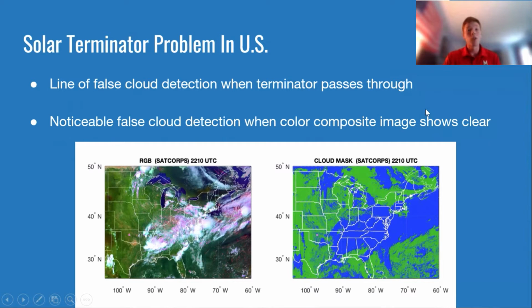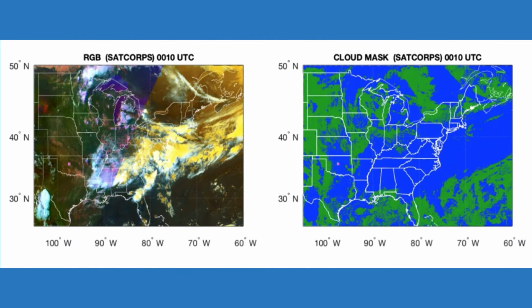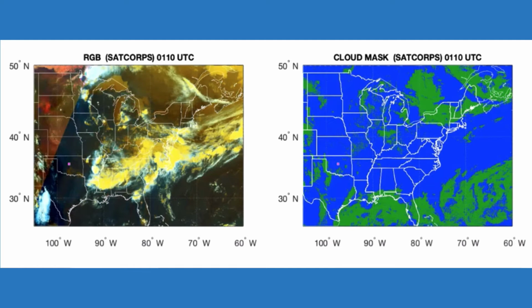Now I wanted to talk about an example in the United States. So the reason we're looking at this is because a citizen scientist alerted us of this case. The citizen scientist location is in the center of Oklahoma, represented by the pink square. And on the left, you have the RGB animation, and on the right is the cloud mask product from SatCORPS. And as the terminator comes through, you're going to notice in the Midwest a ton of false cloud detection, because again, blue means clouds and green is clear. And you can see a lot of false cloud detection in the Midwest in our cloud mask here.